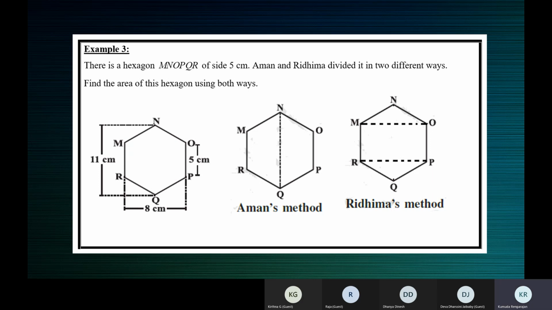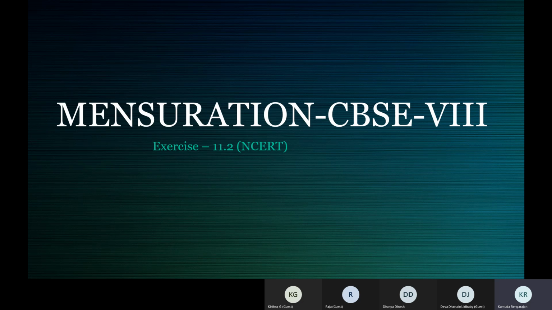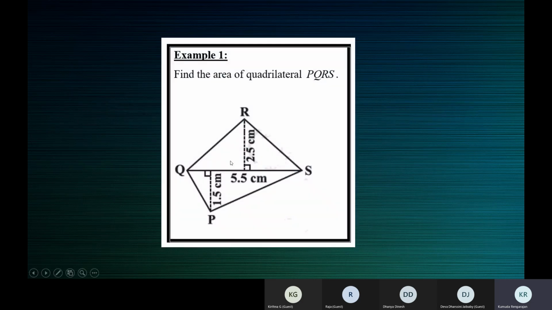Now Aman has joined the vertices N and Q. So this way, what has happened? The hexagon is divided into two what? Now, in the first one, the quadrilateral was divided into two triangles, correct? Here, in this figure, the quadrilateral PQRS is divided into two triangles, QRS and PQS.